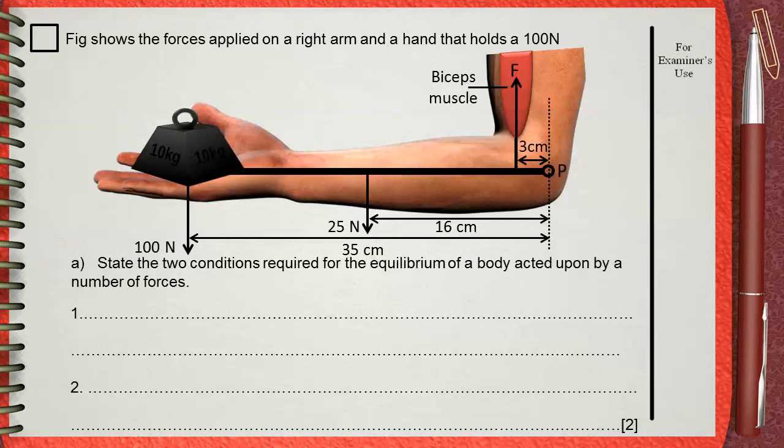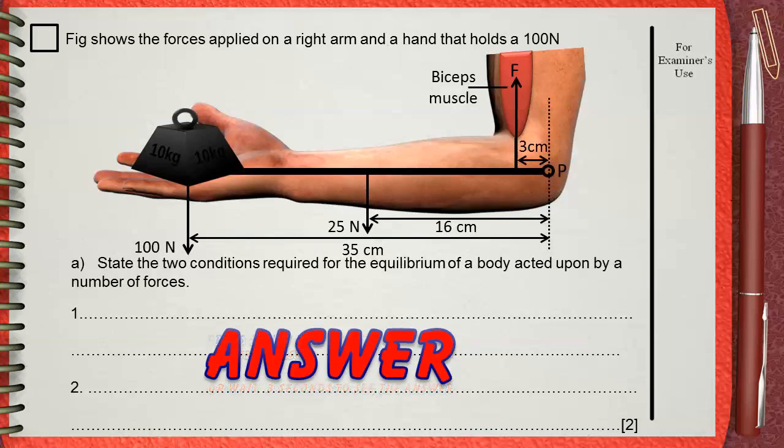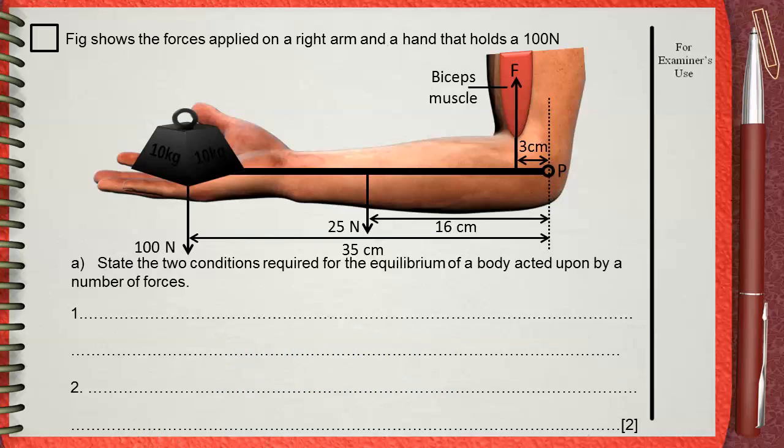The figure shows the forces applied on a right arm and a hand that holds 100 newtons. A. State the two conditions required for the equilibrium of a body acted upon by a number of forces. A direct question that depends on how much you studied the lecture of moments.